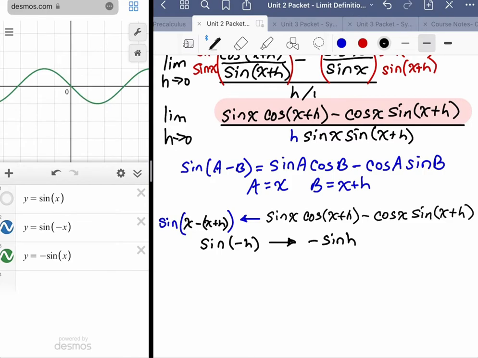But bottom line is that whole numerator boils down to this expression, which is really nice. Limit as h approaches 0, negative sine h all over that denominator.